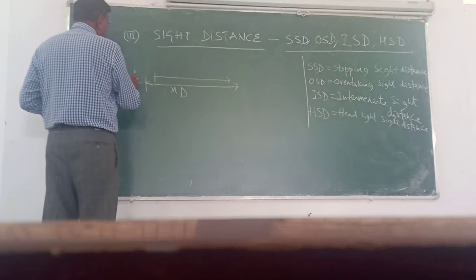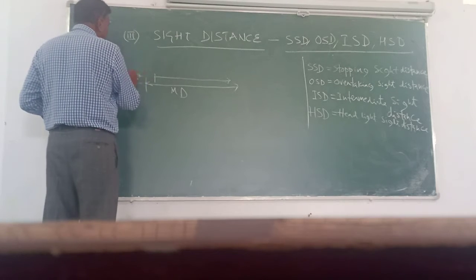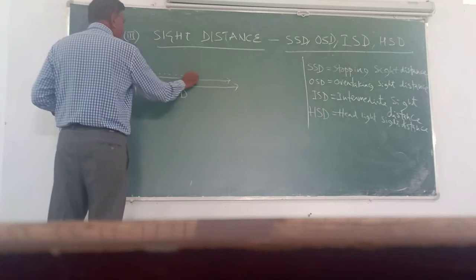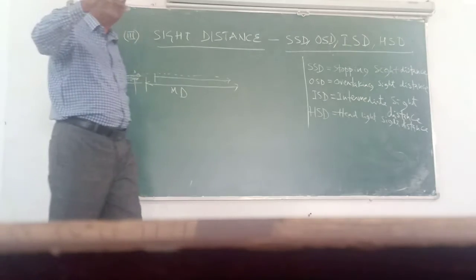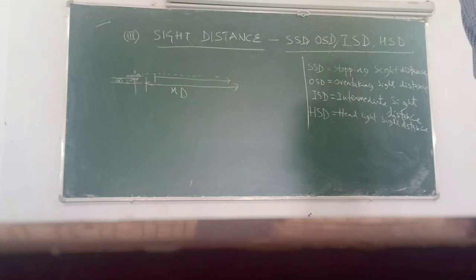This is a graph, I am telling you again. This is the steering. It is the distance available to the driver. This is the minimum distance available to the driver sitting at a particular height from the surface, maybe 1.2 meter or 1.5 meter. The height of the driver's seat to the eye level.